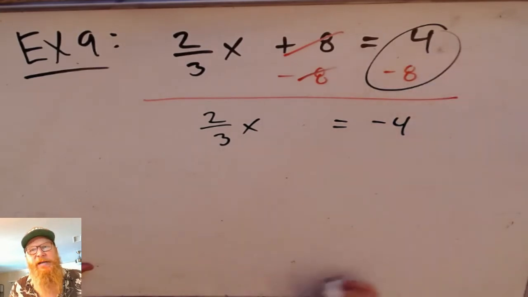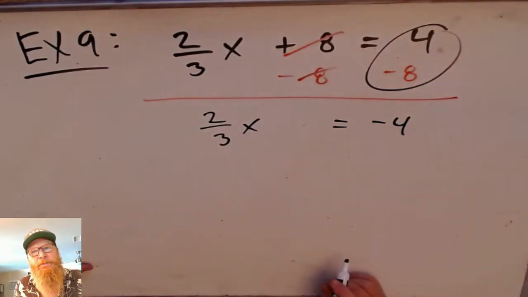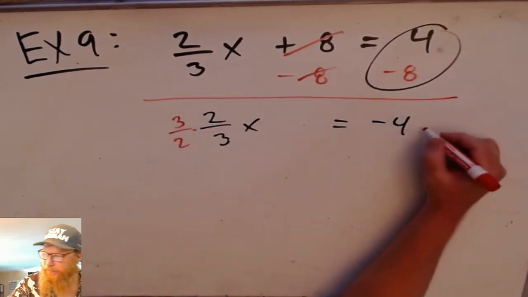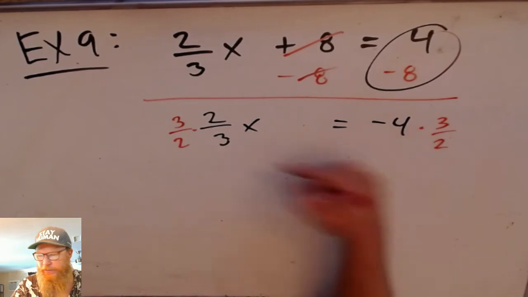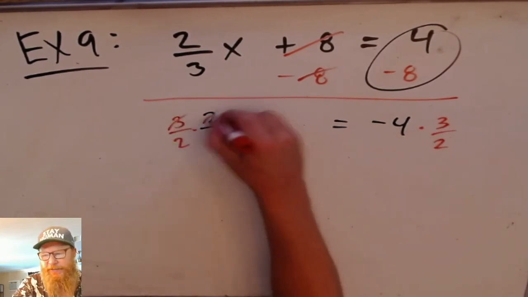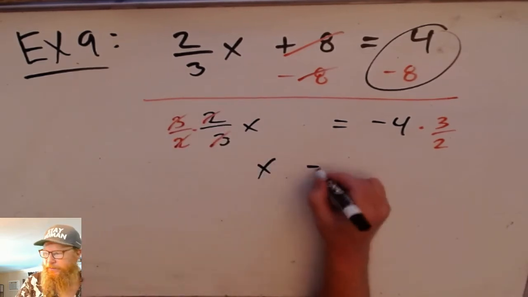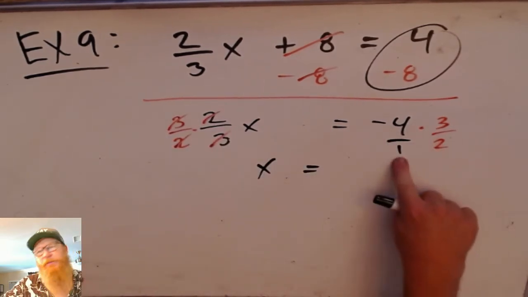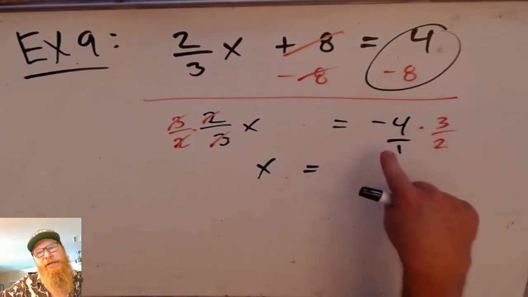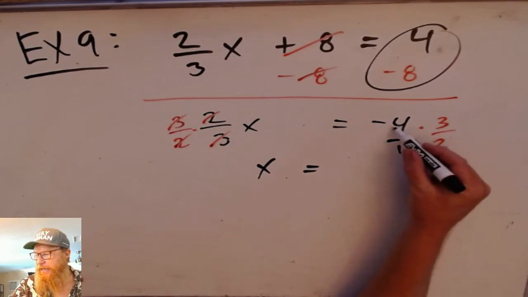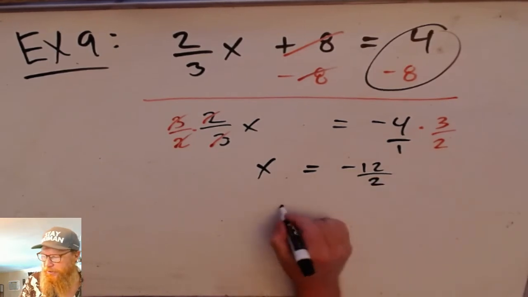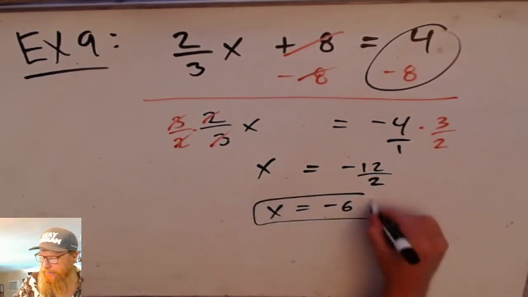4 minus 8 is negative 4. And now I'm going to multiply by the reciprocal. Remember, top and bottom, though. Numerator and denominator. So 3 over 2. 3 on numerator, 2 on the denominator, and those are going to cancel out. All right, I like to put the invisible 1 underneath the 4, the negative 4, so that I don't accidentally multiply the wrong terms. Negative 4 times 3 is negative 12. 1 times 2 is 2. And divide that out, you get negative 6.